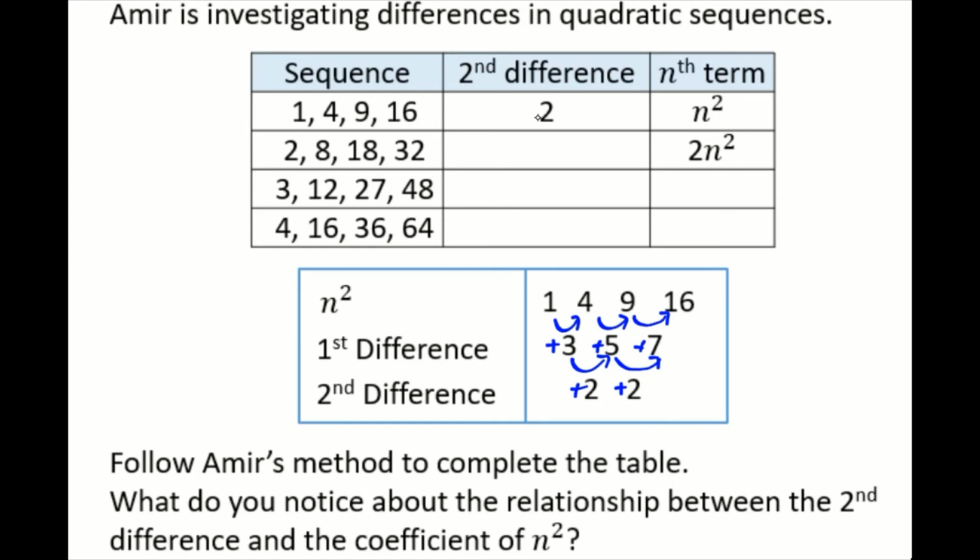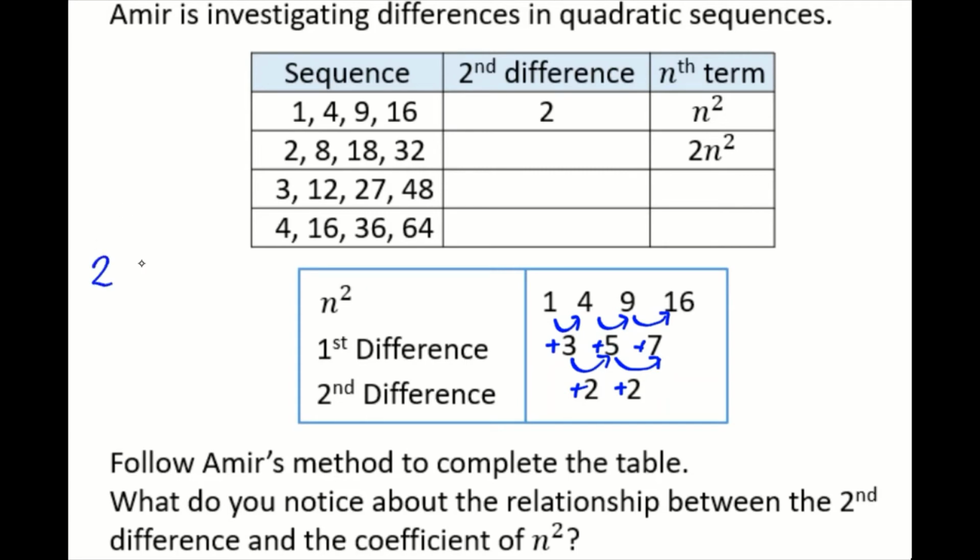So the second difference was 2, and the nth term for this is just n squared, 1 squared, 2 squared, and so on. For this one, it's 2 lots of n squared because it's just the n squared numbers times 2. But what would be the second difference? Have a go.